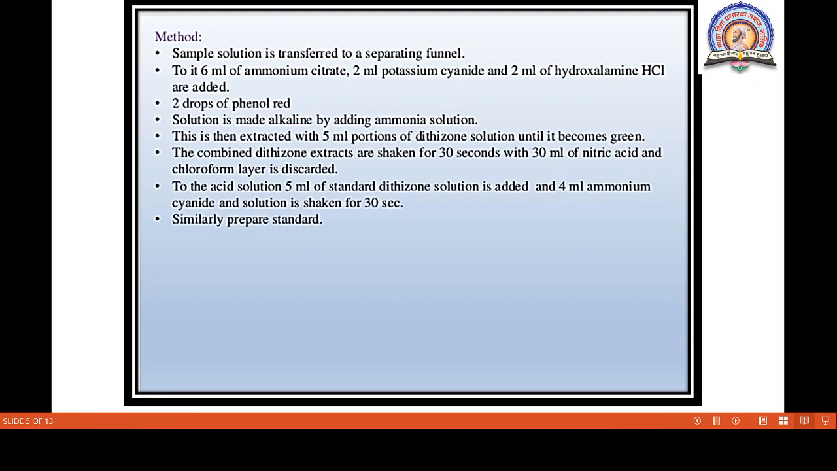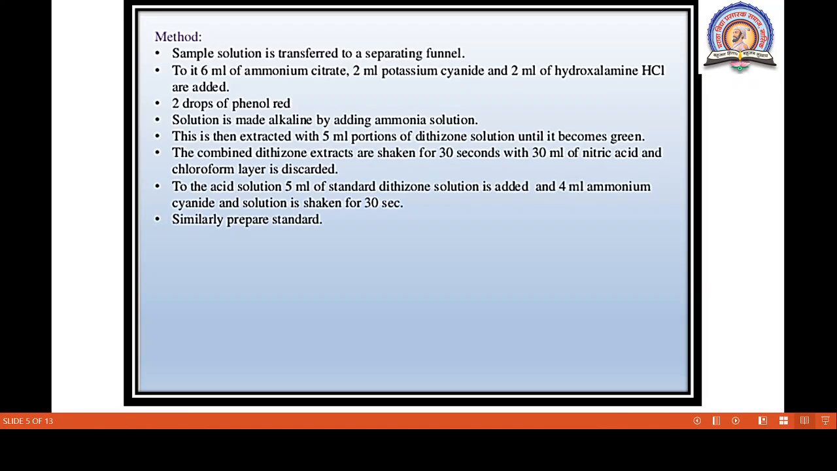So what exactly is the method? A sample solution is transferred to the separating funnel. Then 6 ml of ammonium citrate, 2 ml of potassium cyanide and 2 ml of hydroxylamine hydrochloride are added. Then we add 2 drops of phenol red indicator. The solution is made alkaline by adding ammonia solution. This is then extracted with 5 ml portions of dithizone solution until it becomes green.